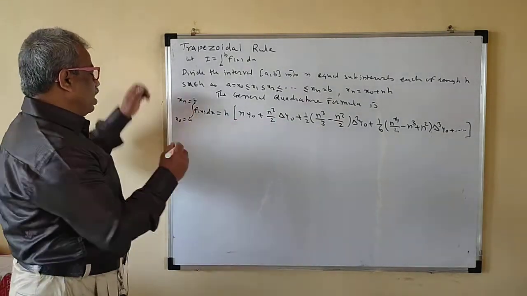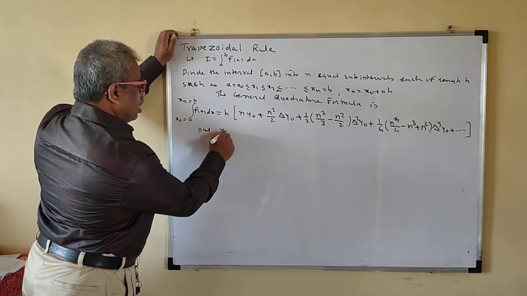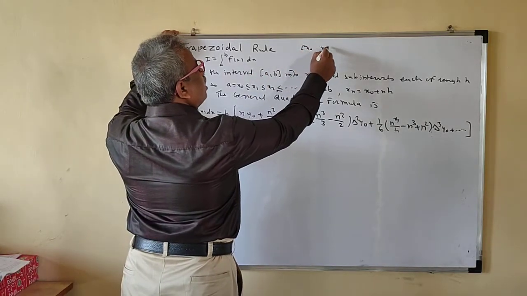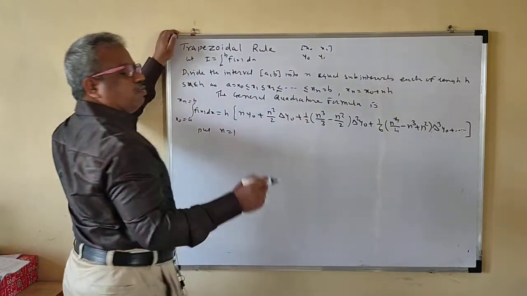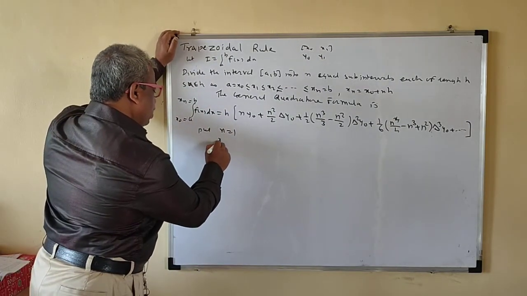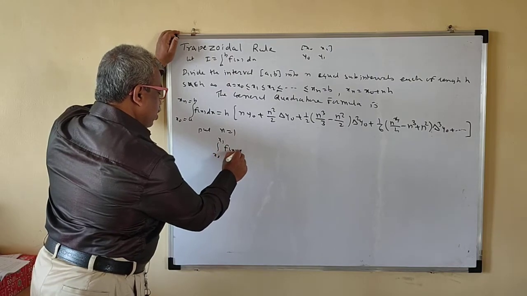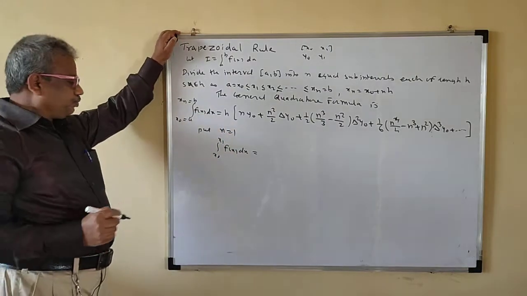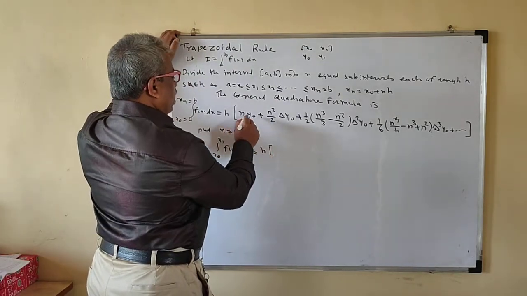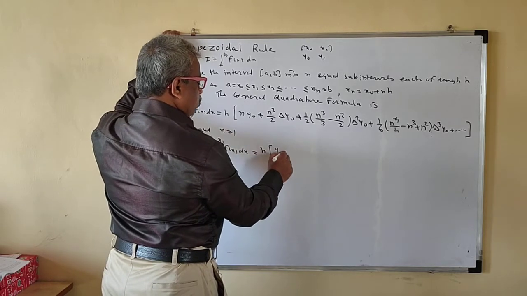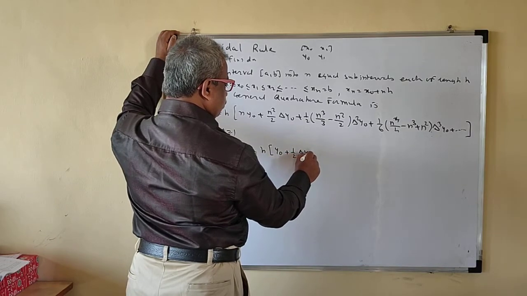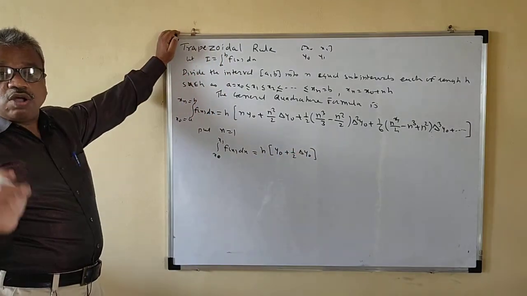First, put n equal to 1. That means the interval we get is x naught to x1, so we get only y naught and y1. So we put n equal to 1. Then the integration from x naught to xn of f of x dx is equal to h times y naught plus 1 half delta y naught. So I have the values of y naught and y1.